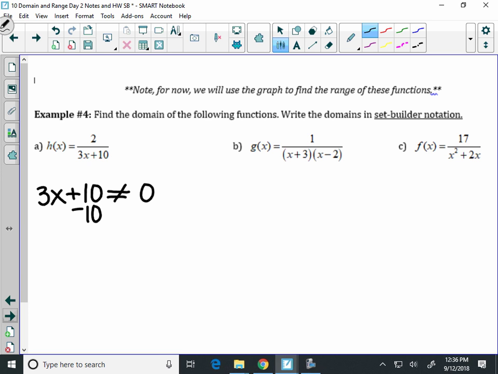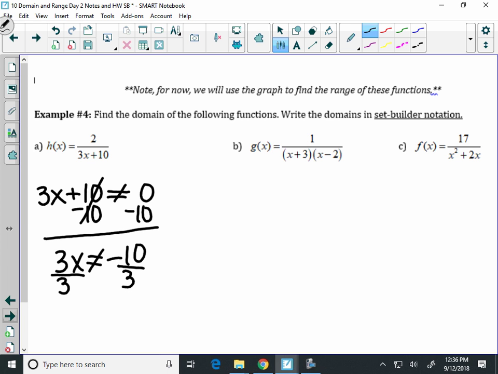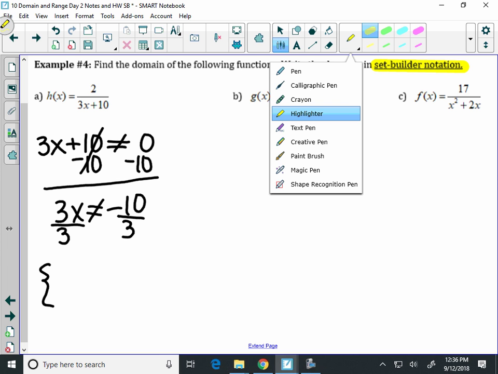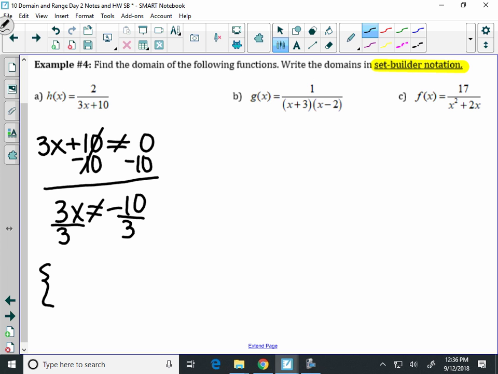So we solve this for x. We subtract 10 from both sides. That 3x is not equal to negative 10. And then divide by 3. So when you write your final answer here, you have to use set builder notation, it says in the directions up here. So you do your x, because we're doing domain, such that x can be any number but not equal to negative 10 over 3. That is your domain. Any number but negative 10 over 3, which is negative 3 1/3.